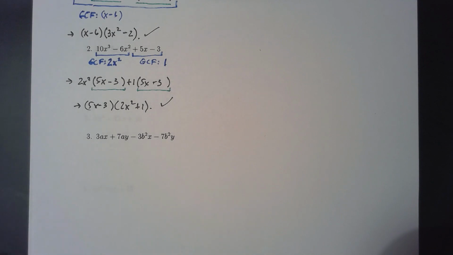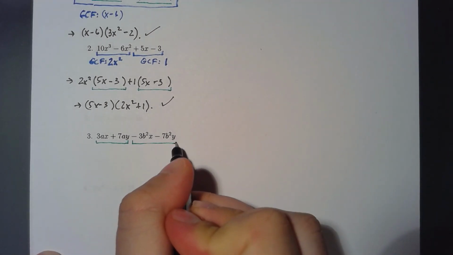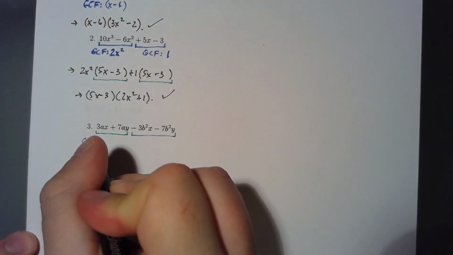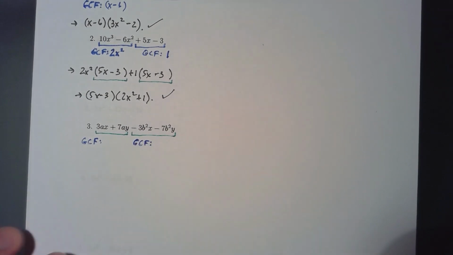If you have a 4-term polynomial, group the first two and second two together. What's the GCF in the first group? What's the GCF in the second group?